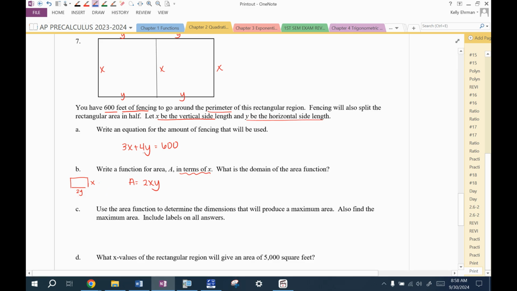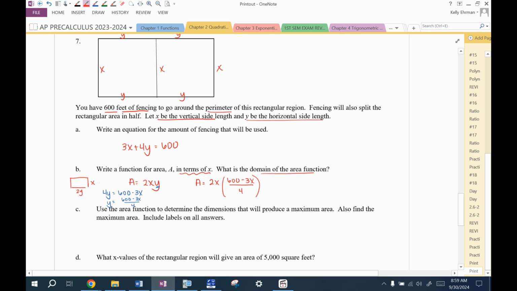We need to work on the perimeter equation and solve it for y. 4y equals 600 minus 3x. Divide by 4. Now, you can either divide each term by 4, or you could just say 600 minus 3x all over 4. Doesn't matter. And that's going in for the y right here. So the area formula is going to be 2 times x times 600 minus 3x all over 4. And yeah, you can simplify this if you want to. You can say 2 over 4 reduces, but I wouldn't simplify too much because we're going to use our calculator for this. Okay, so that's the area function.